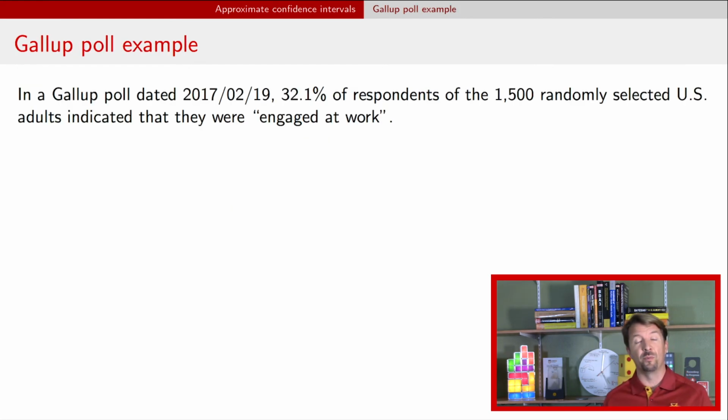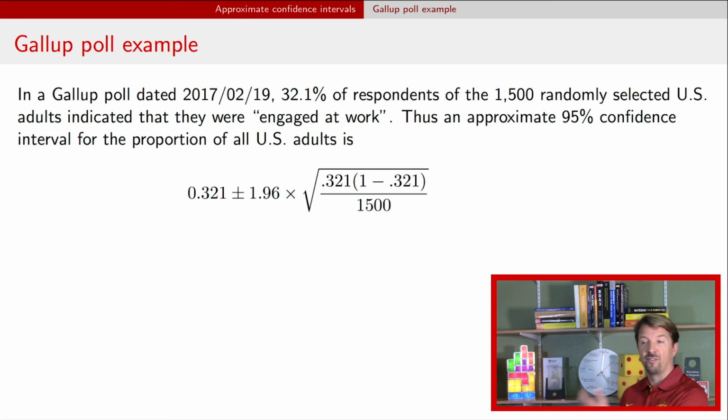So here's an example from a Gallup poll that interviewed 1,500 individuals in the US, presumably randomly selected, and 32.1% of those individuals said that they were engaged at work. And so we can use that information. So our estimator is 0.321. That allows us to calculate both the estimate as well as the standard error of that estimate. And we can do that and find that this is the formula we'll be calculating. Our z critical value here for a 95% interval is 1.96. And we can then do the calculation and find that the approximate 95% confidence interval in this example is 0.34.